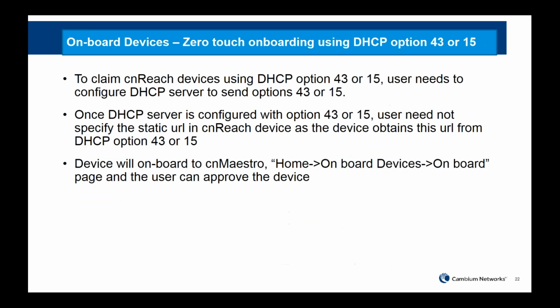Zero touch onboarding using DHCP option 43 and 15. In this option, the user need not configure the static URL on all the devices. Only the static IP address of cnMaestro needs to be configured in the DHCP option, either 43 or 15. If either option is configured with our cnMaestro IP address, the device will be able to come and connect to our cnMaestro using DHCP option 43 and 15.